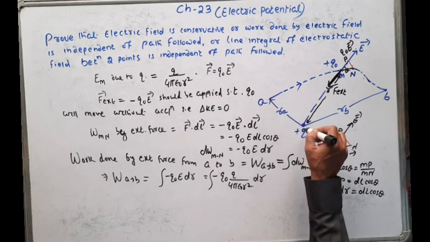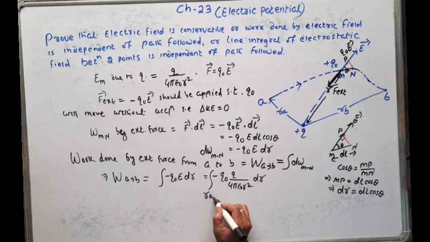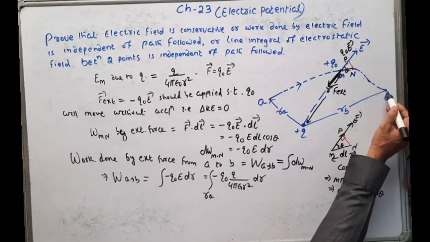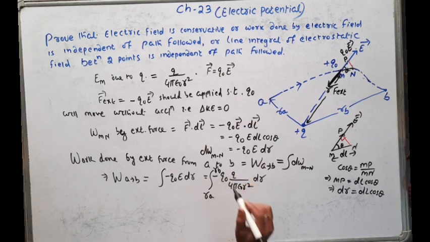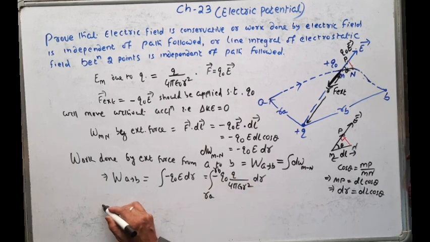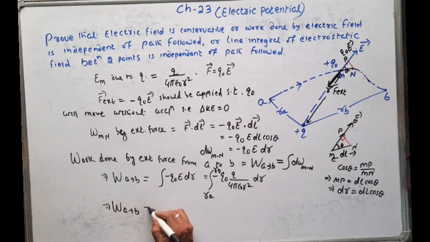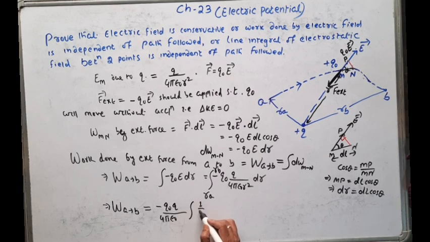So at A point, what is the value of r? That is rA. So the lower limit is rA. At the final position B, what is the value of r? That is rB. So we have to integrate this. So the work done from A to B by the external force is equal to minus Q naught Q by 4 pi epsilon naught, integration of 1 divided by r square with respect to dr, lower limit rA, upper limit rB.